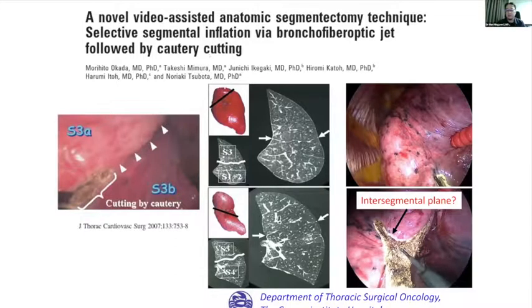But this technique is sometimes difficult for a patient with emphysema like this. In this particular patient, the border is not so clear. I divided the intersegmental plane using a cautery, but I don't know where the correct intersegmental plane is. So it is sometimes difficult to identify.